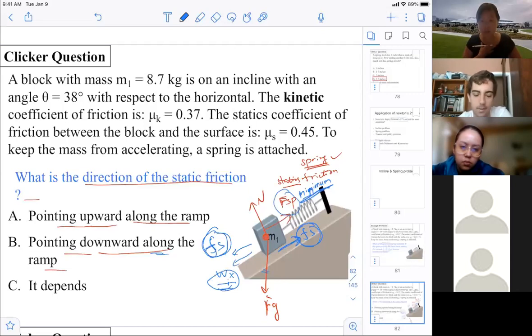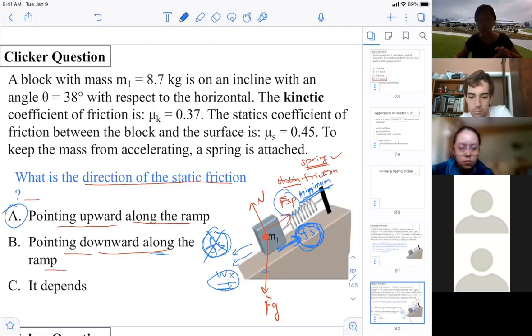When it's up the ramp. When it's up the ramp, very good. So the spring force wants to pull the weight as little as possible. It needs someone to help it, so it needs friction. If only the friction is upward, then the spring force can be a minimum. Because of the way the problem is set up, we know that the static friction has to be pointing up the ramp.